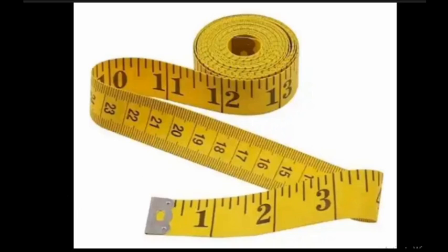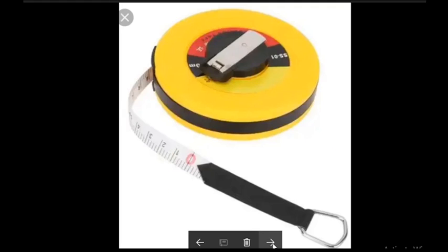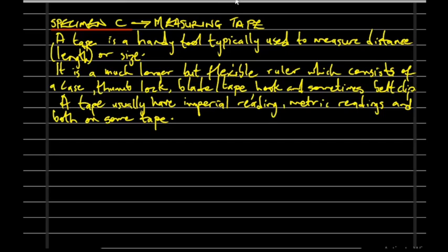This is one type of tape. Here we have another type of tape. This one is much longer than the one we just showed. So those are what tapes look like. This part here is measuring in centimeters, as opposed to this other side that is measuring in inches. So basically that is what specimen C is about.